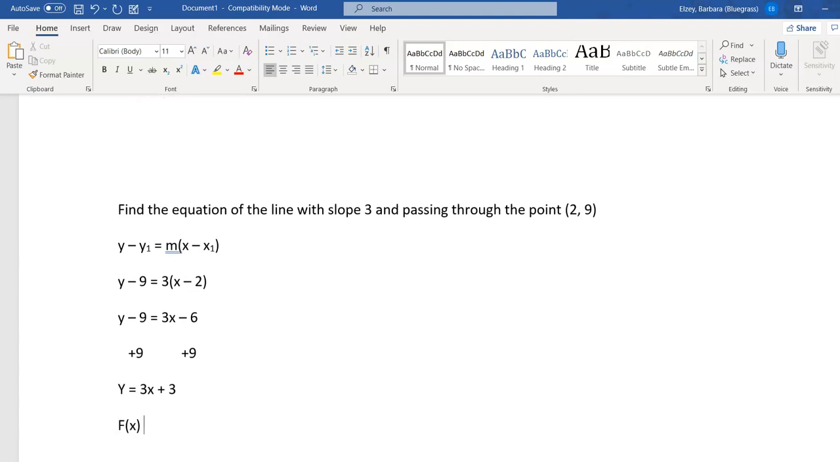Now we can also put it in functional notation at that point. So if it's asking for the linear function, by putting it into slope-intercept form, we're very easily able to convert it to a linear function.